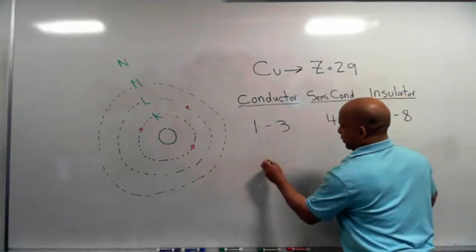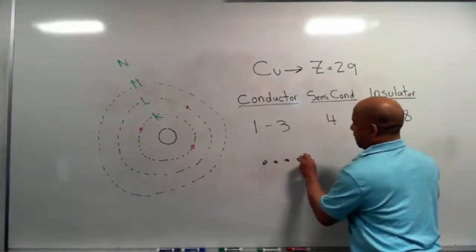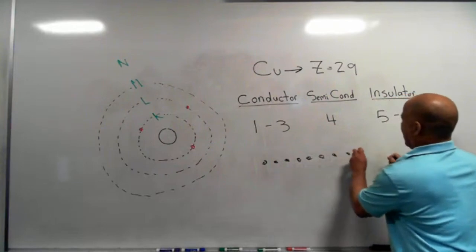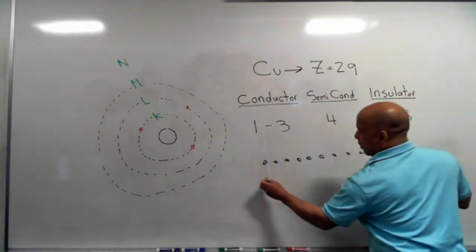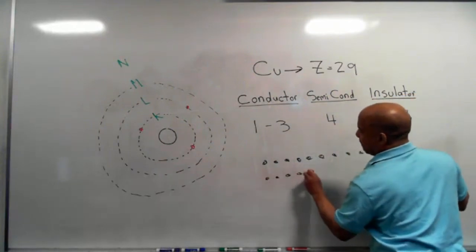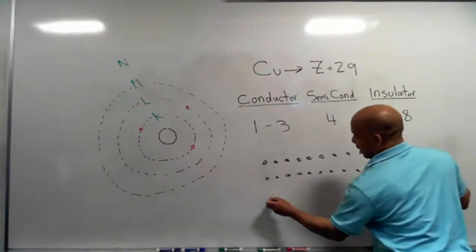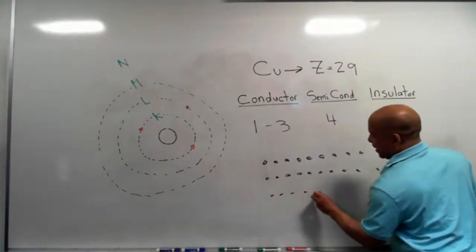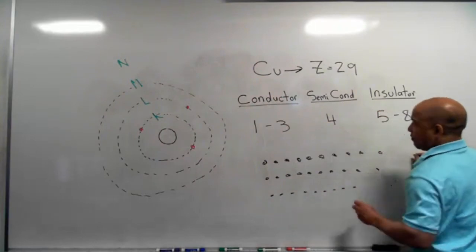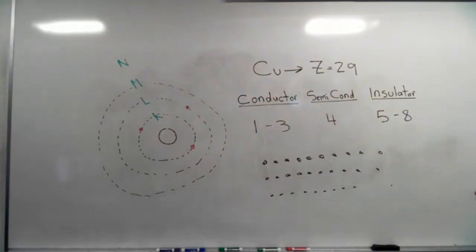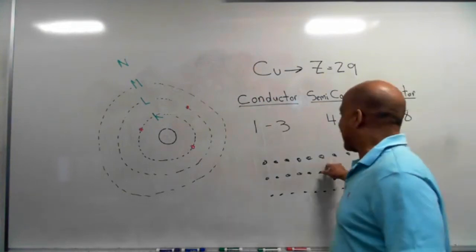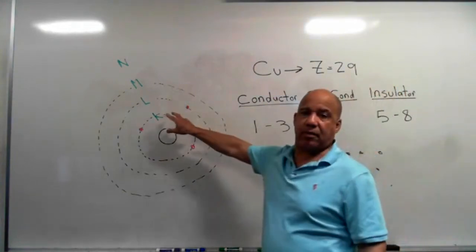I got 1, 2, 3, 4, 5, 6, 7, 8, 9, 10. 1, 2, 3, 4, 5, 6, 7, 8, 9, 10. 1, 2, 3, 4, 5, 6, 7, 8, 9. So there they are. And what we'll do is start to put these electrons in the shells over here.